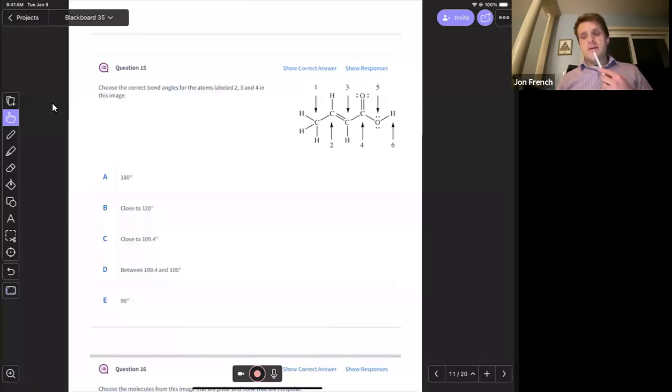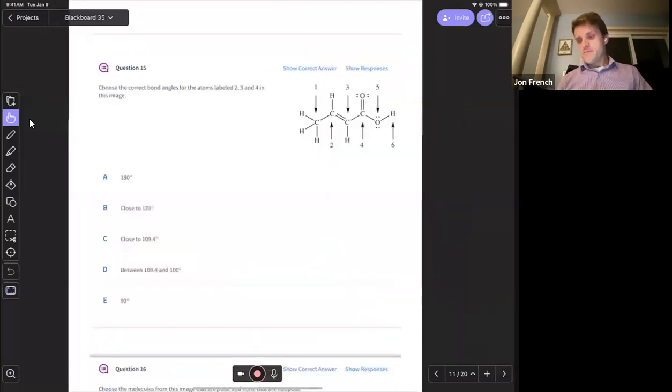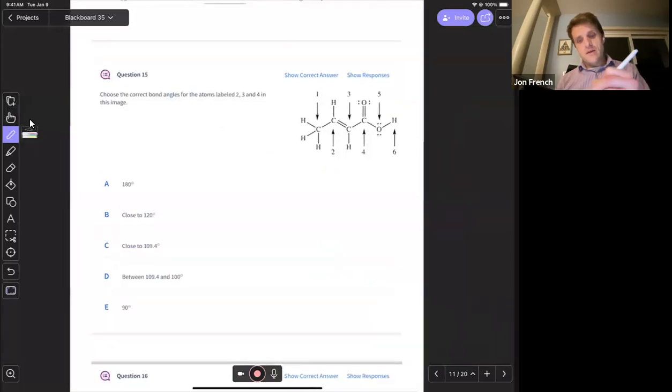All right, choose the correct bond angles of atoms labeled 2, 3, and 4. What's the geometry for 2, 3, and 4? Yeah, it's trigonal planar. All right, which is a good transition to this question, because yes, atoms 2, 3, and 4 all have 3 electron domains, so they are trigonal planar as well.